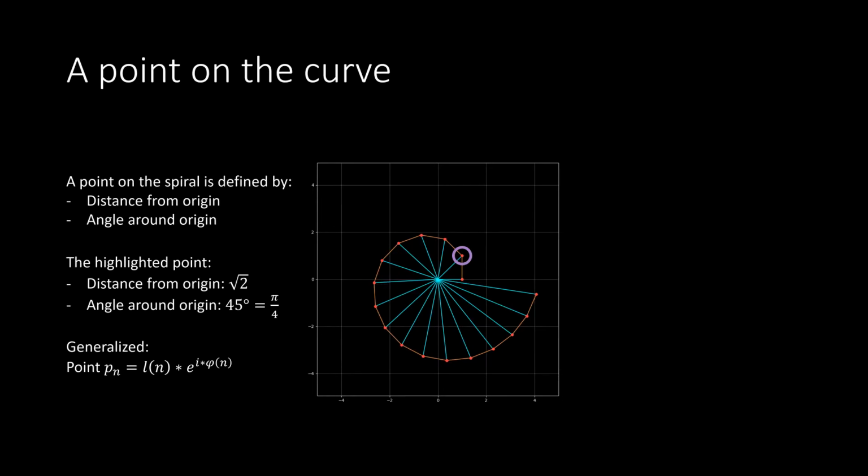So to generalize this a little bit further, we can assign a complex number to every single one of these points. And the complex number is really practical here because they are of the form length or magnitude, which is nothing else than the distance from the origin, times e to the i phi of n. So phi of n gives for the nth point the angle around the origin, and L of n gives for the nth point the length. So L for length and phi for angle. And n is obviously the corresponding point on the spiral.